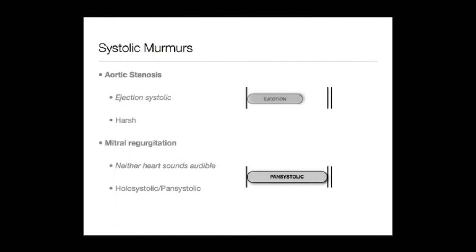If you listen carefully to this murmur, you'll notice that you can't really make out either of the heart sounds. This is what is known as a hollow systolic or a pan-systolic murmur. In other words, one that completely fills a phase of the cycle, in this case the systolic phase. It therefore makes a whispering whoosh sound.